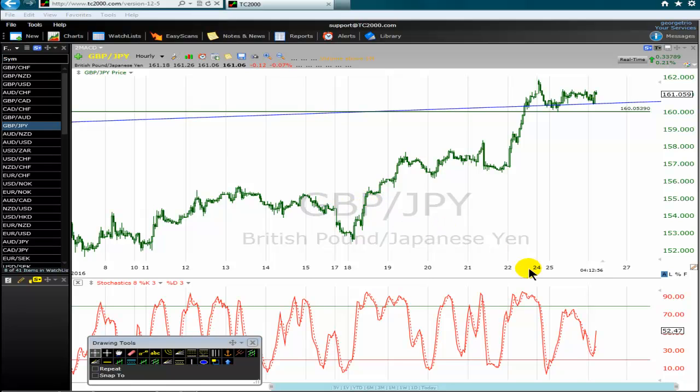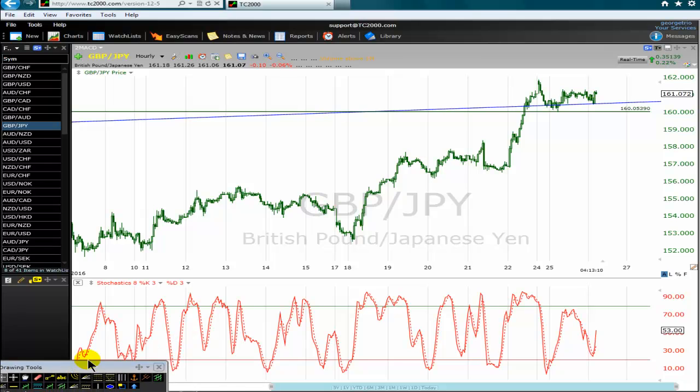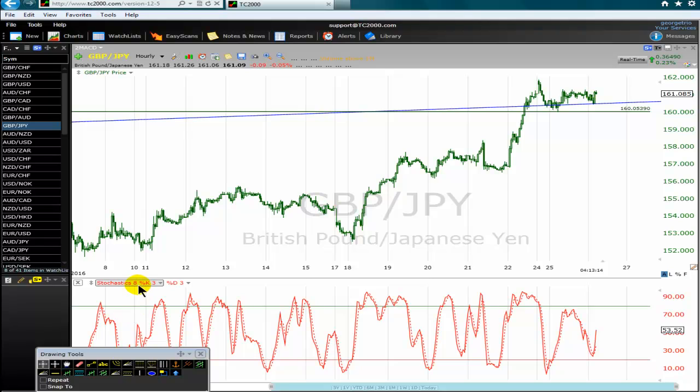Let's get started, all right? So we are now looking at the British pound yen currency pair. I'm on the hourly chart, and I'm using the stochastic 833. Traders who are TST traders, we use the stochastic 833. This is my favorite setting for the stochastic indicator.